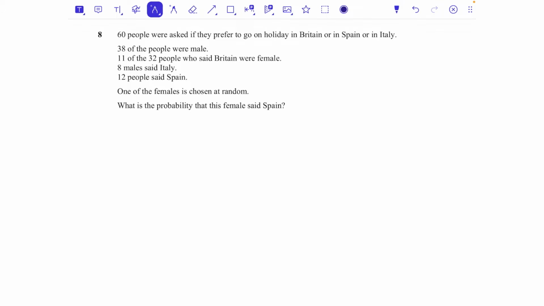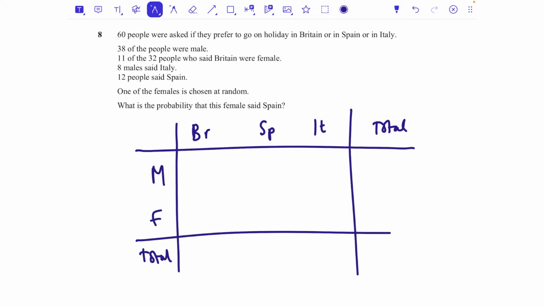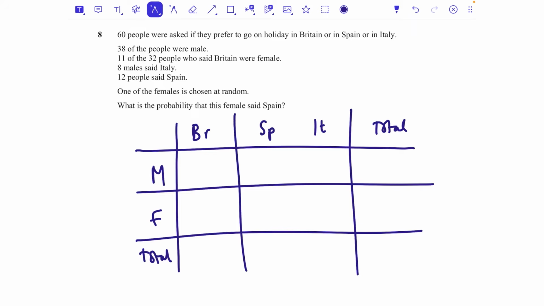So also, there's males or females here. So we've got two different sets of data. Britain, Spain and Italy. And don't forget a column for the total. And then male or female, and again, the total down there. Okay, just going to do some extra lines. Lovely.